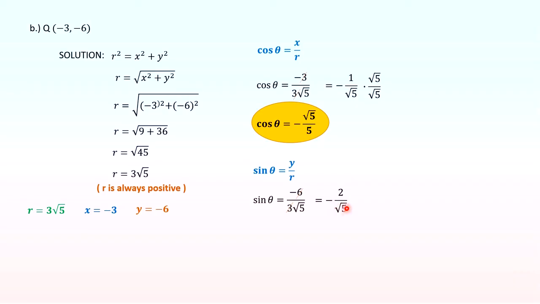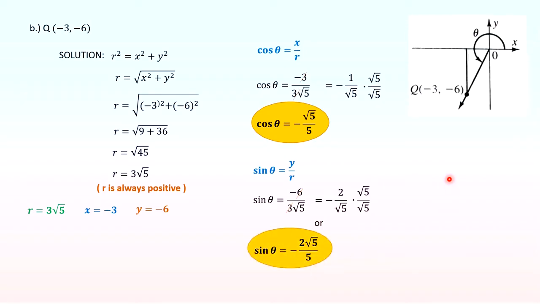Again, we have a radical expression in the denominator, meaning we need to rationalize the expression by multiplying both numerator and denominator by square root of 5. And to simplify this one, we have now sine theta is equal to negative 2 square root of 5 over 5. So here now is the value of our sine theta.